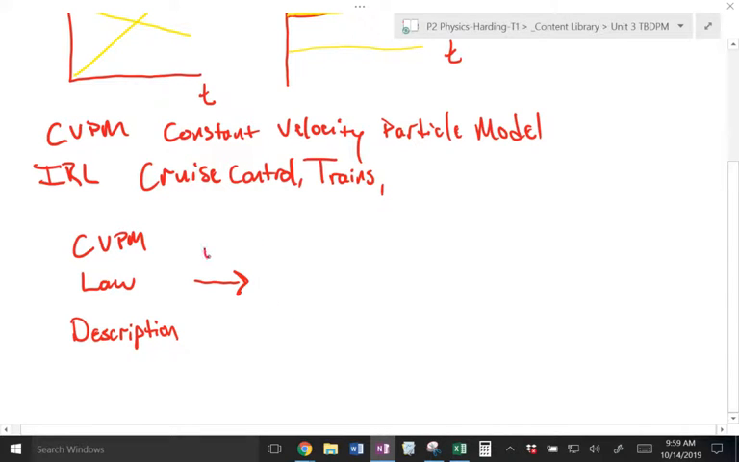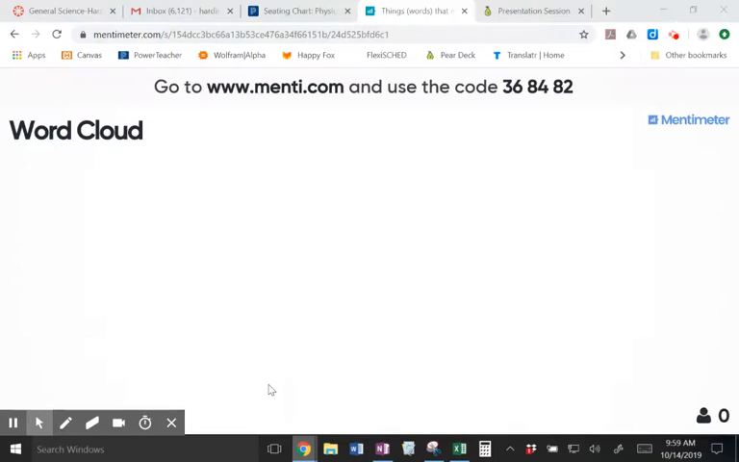Okay, it's not offering an explanation. So for that, we need a new model. We're going to call it the TBD PM, to be determined. And this is a theory, and it's going to offer an explanation. It's going to help us explain why some things have constant velocity. Okay, so let's explore your prior knowledge related to this.